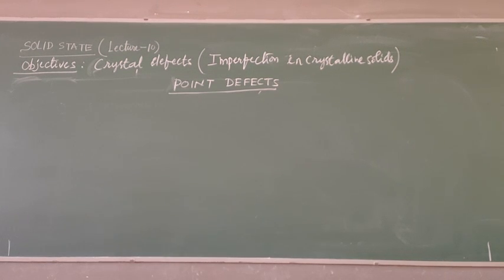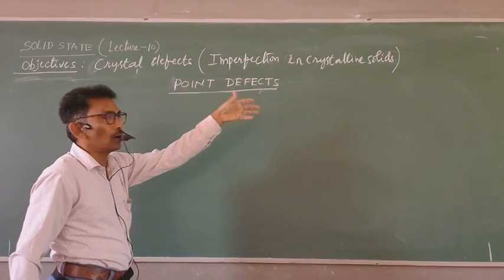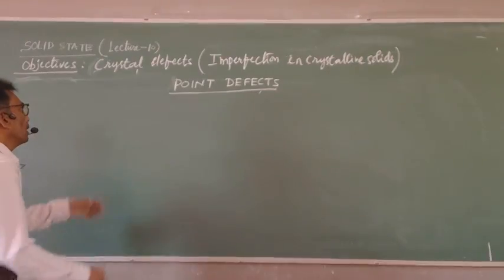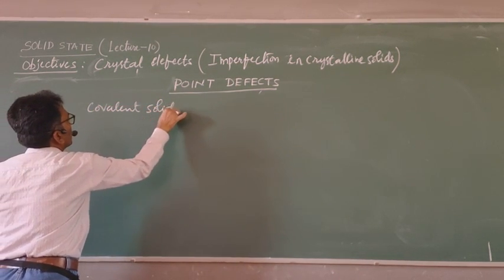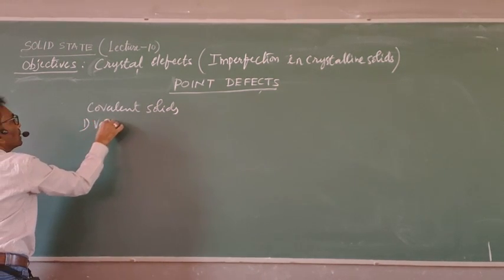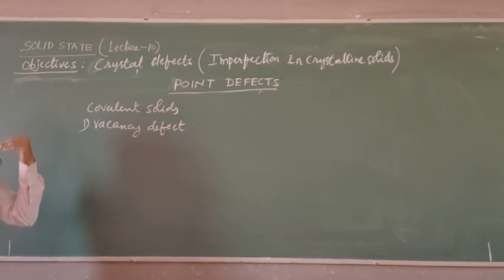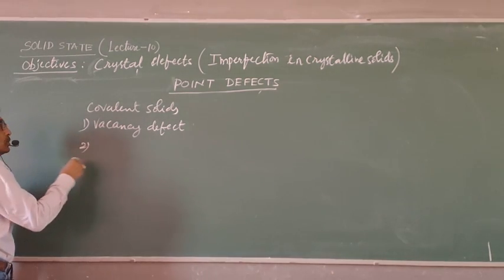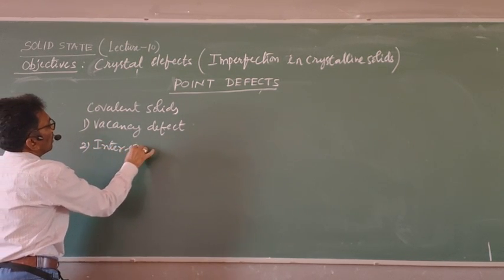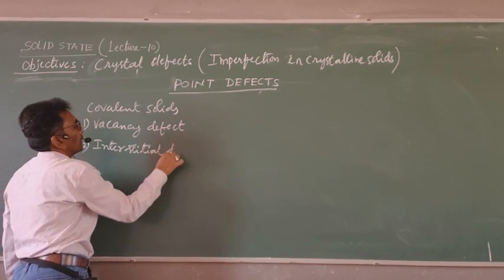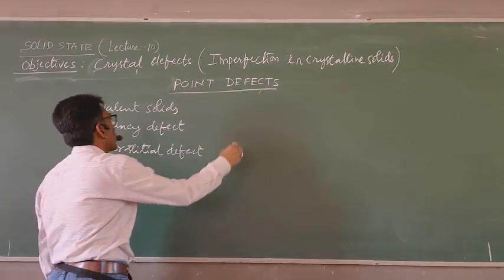Let us have a look at point defects, also known as intrinsic defects or thermodynamic defects. In covalent solids, there is vacancy defect, where the particle is completely missing from the lattice point, and interstitial defect. Yes, the information is the same but the names are different when you come to ionic solids.